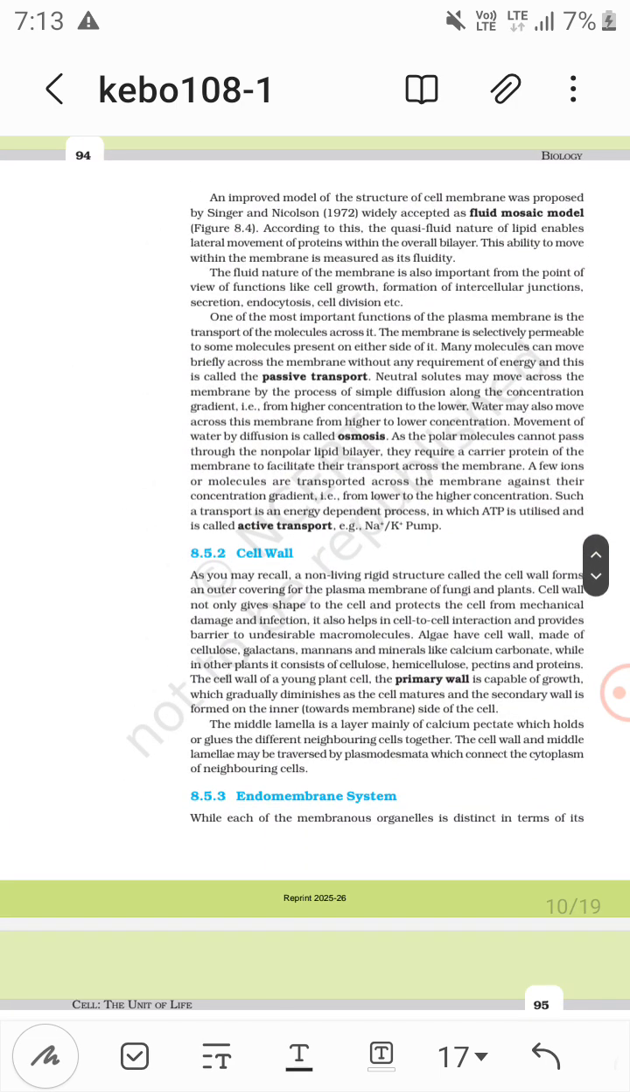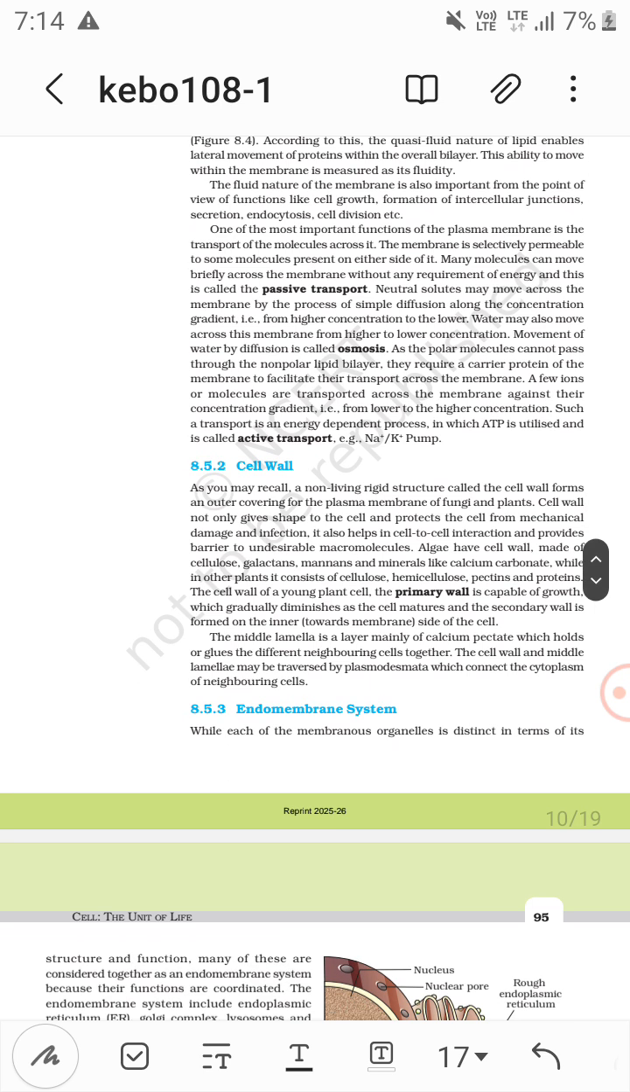That's it. In the cell wall, there is the middle lamella. It is made mainly of calcium pectate and magnesium pectate, and this middle lamella is a cementing layer between two cells. Now the plasmodesmata are for transportation of fluid between two cells. They are a kind of cytoplasmic threads between two cells. The cell wall and middle lamella may be traversed by plasmodesmata, which connect the cytoplasm of neighboring cells.